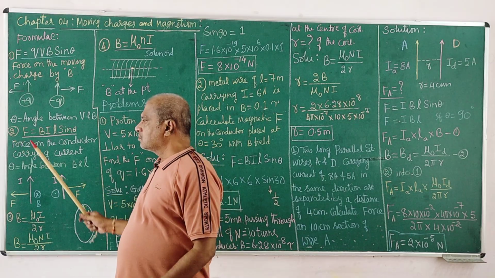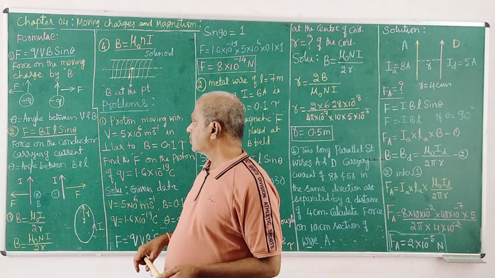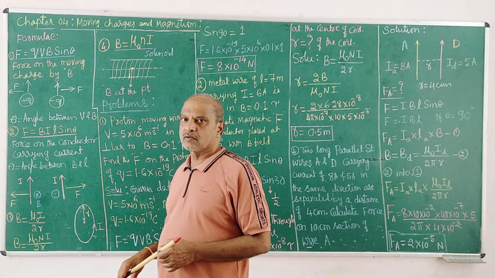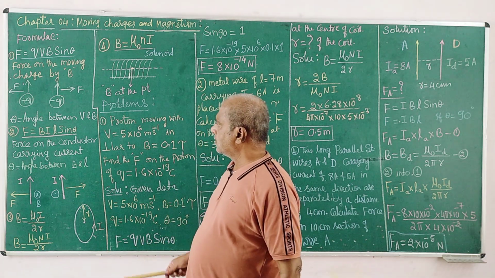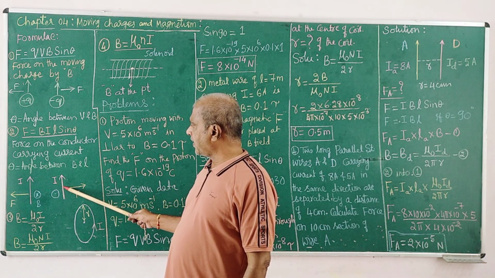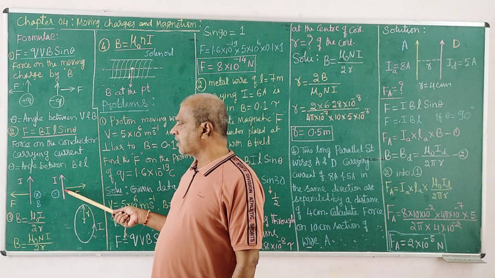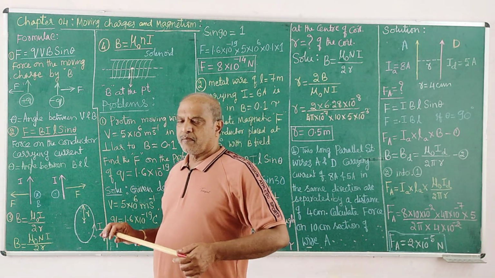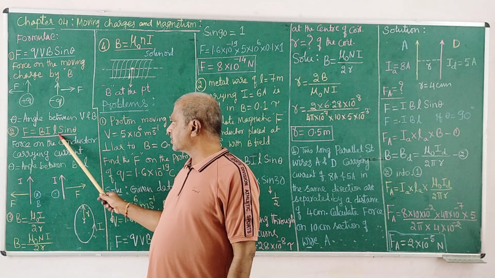And the next equation gives the magnitude of force due to the application of magnetic field on the current carrying conductor. The current carrying conductor like this. When you apply a magnetic field on this current carrying conductor, it produces force. Of course, it is also called a magnetic force. The magnitude of force is given by this equation.